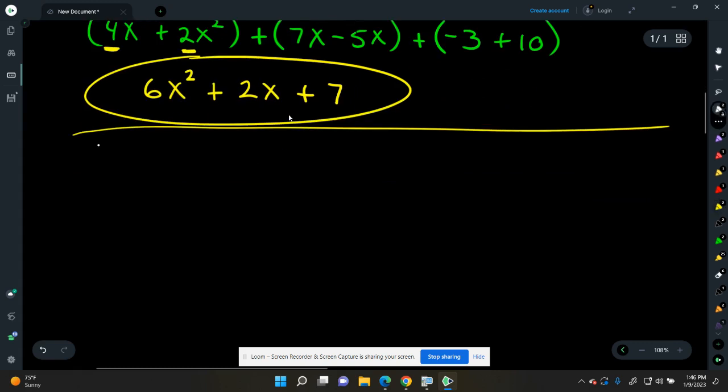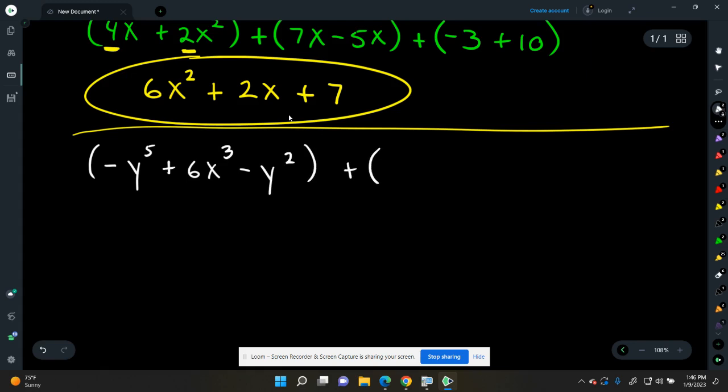Here we've got, let's do negative y to the fifth plus 6x to the third minus y squared plus 4x to the fifth plus 10x to the third plus 8y squared.